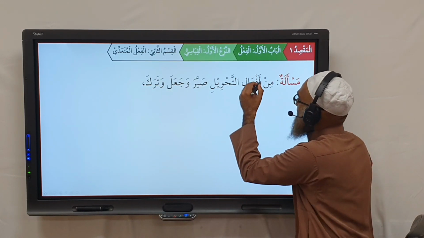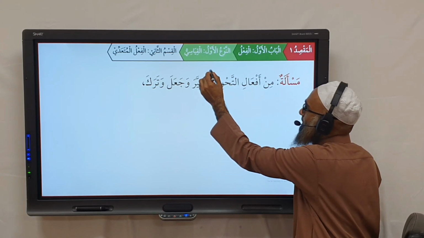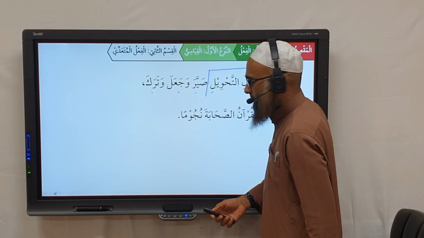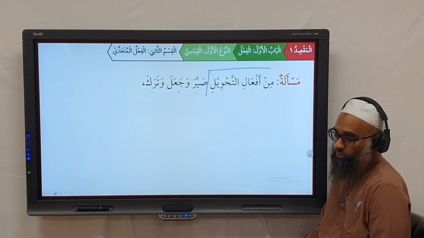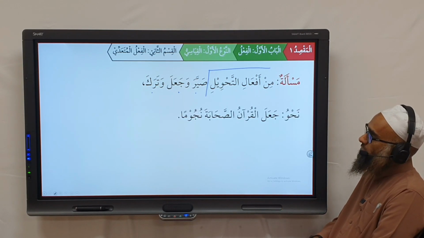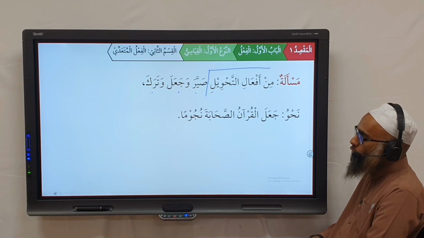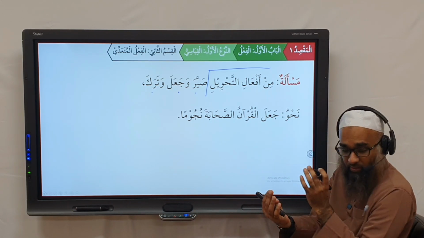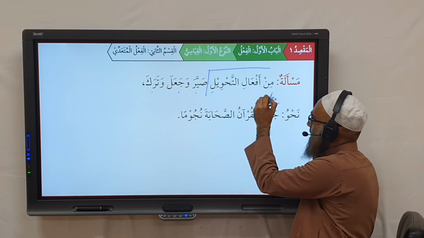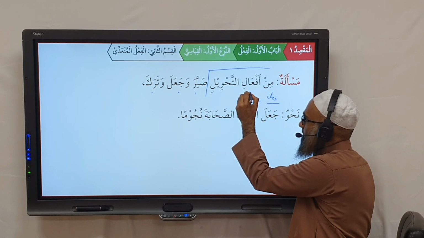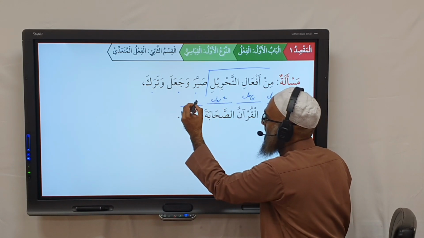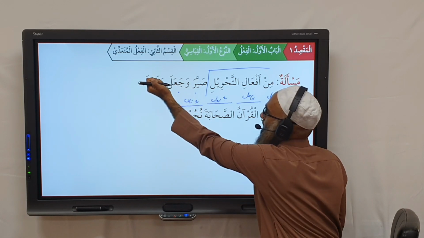Okay. What are af'al al-qulub? So some af'al al-tahwil, min af'al al-tahwil, khabar muqaddam. Some af'al al-tahwil are sayyara, ja'ala, and taraka. What does sayyara mean? To change. Ja'ala, to make. Taraka, to leave. So for example here, جعل القرآن الصحابة نجوما. Remember, tahwil means to change one thing into another. So جعل is فعل, Quran is the fa'il, and الصحابة becomes what? مفعول به أول, and النجوم becomes what? مفعول به ثان.